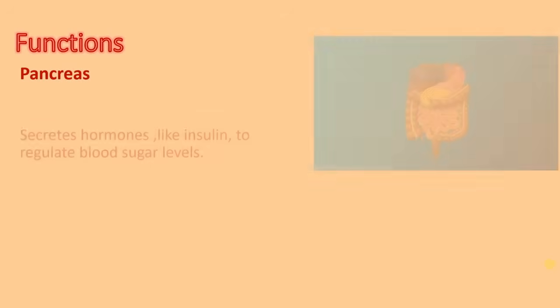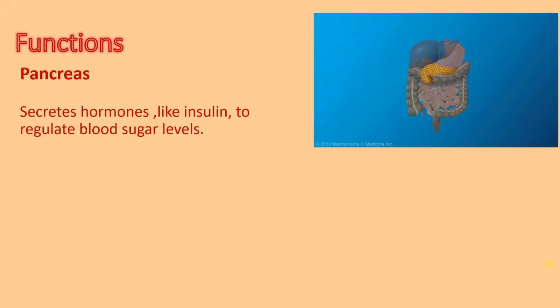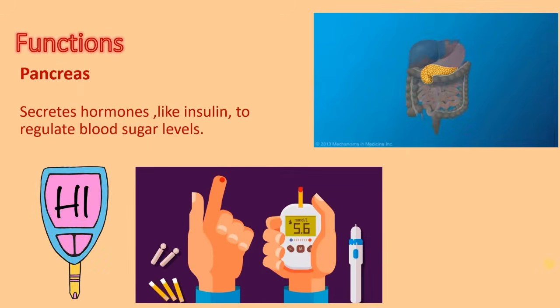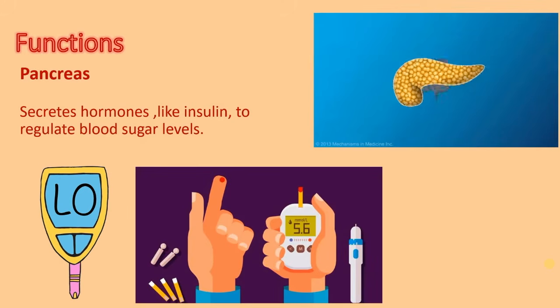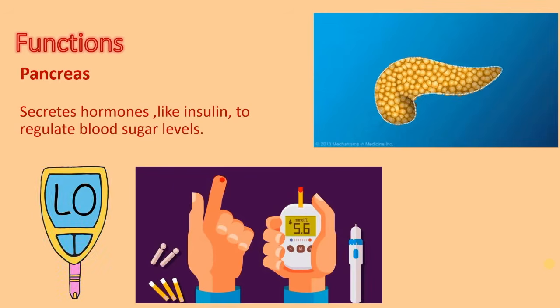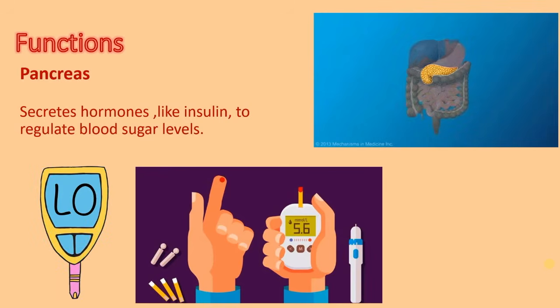Lastly, we will have a look at the pancreas. The pancreas has the ability to secrete enzymes as well as hormones like insulin, which regulate your blood sugar level. When blood sugar level is too high, insulin will be secreted to bring the blood sugar level down. A normal blood sugar level has to range between 4 and 5 millimoles per liter of blood. This is a very common, very easy test, which can be done at any pharmacy.